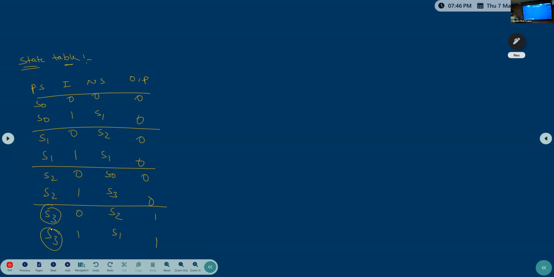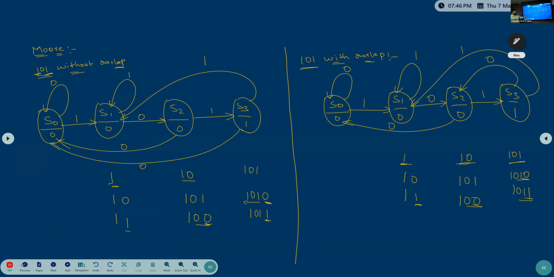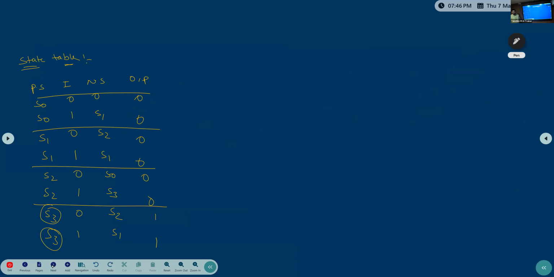But previously, we checked input also. But here, we check only state. State is S3, output will be 1. Why do we check only S3? Because when you reach S3, you have already detected the 101 sequence. Output is already detected. After that only you are doing the process. Clear? This one you need to represent in binary.